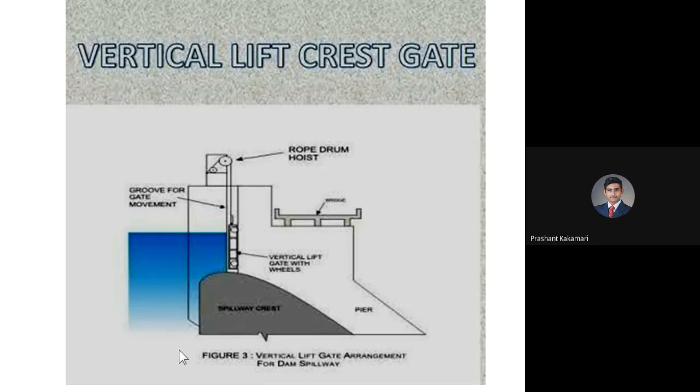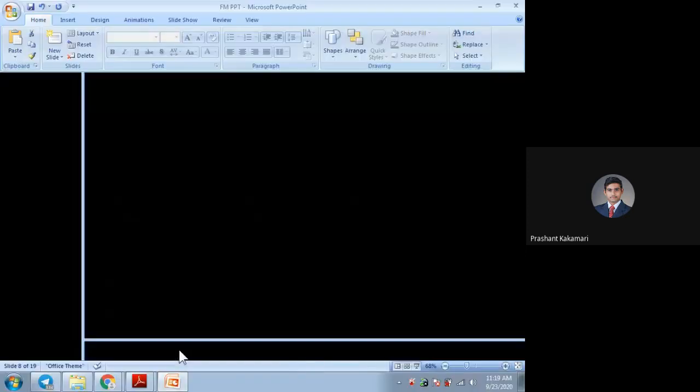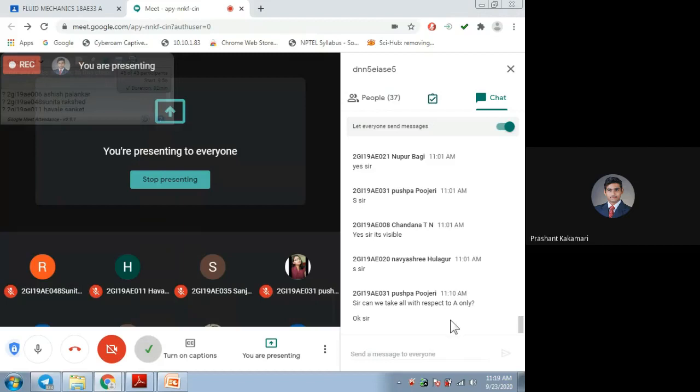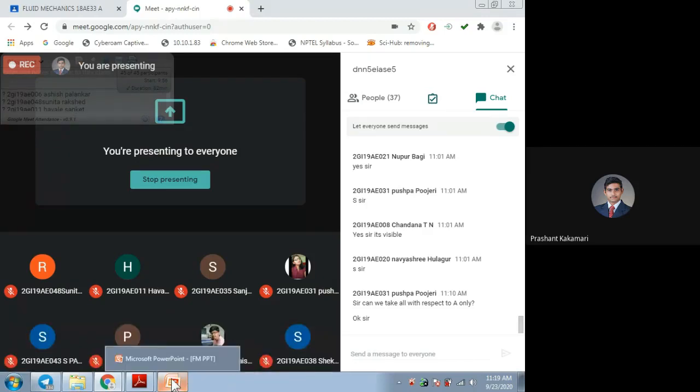In such surfaces, how these pressure forces are going to act, how it is going to change with respect to depth. Okay. So I think all of you understood how these hydrostatic forces are acting on the different surfaces. Shall we move further?